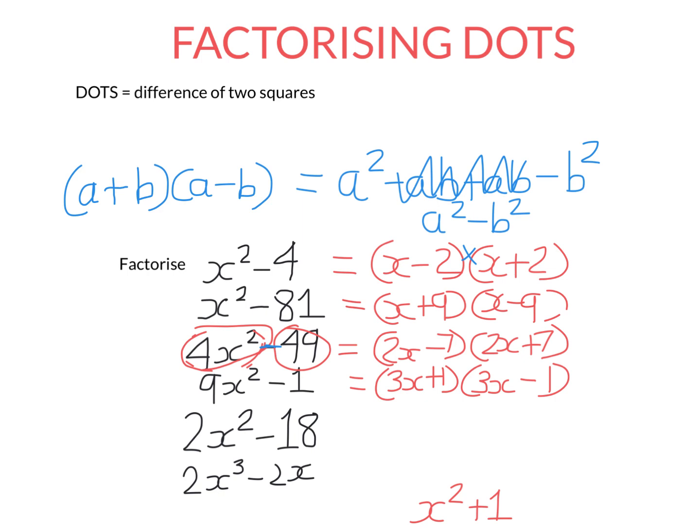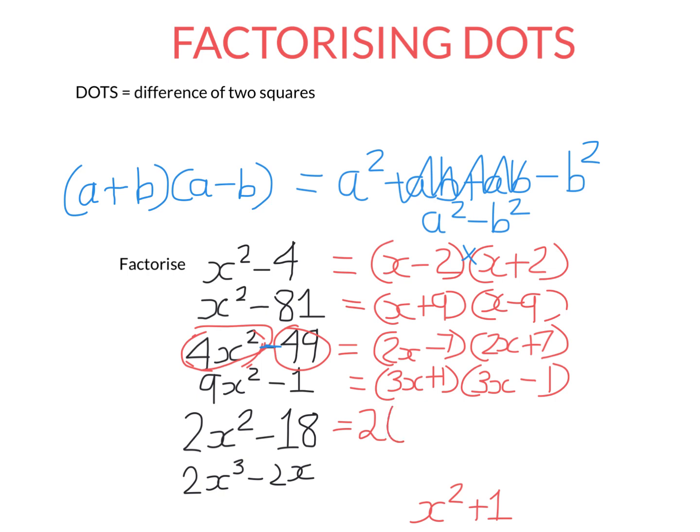Well, it turns out though, unlike in the previous four examples, these two terms, 2x squared and 18, have a common factor. We're going to use the highest common factor method that we used in the previous lesson. The highest common factor of 2x squared and 18 is 2. So whenever each term has a common factor, take it out first. Here, 9x squared minus 1, 4x squared minus 49, there were no common factors, so we couldn't use this trick. But here, 2x squared and 18 do have a common factor.